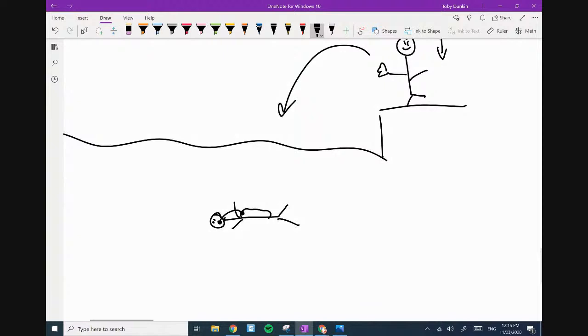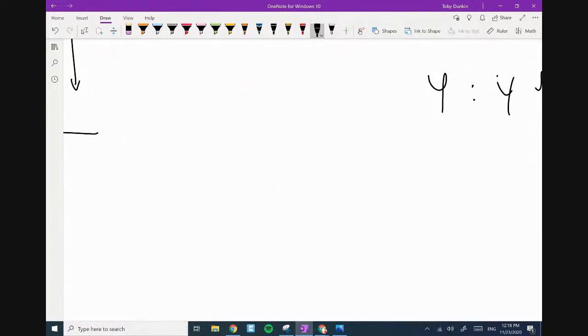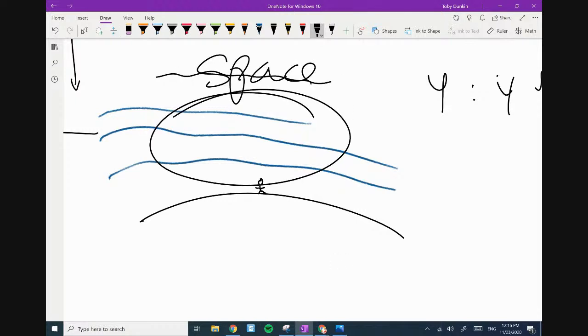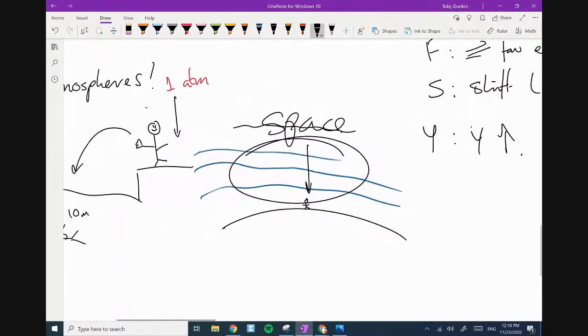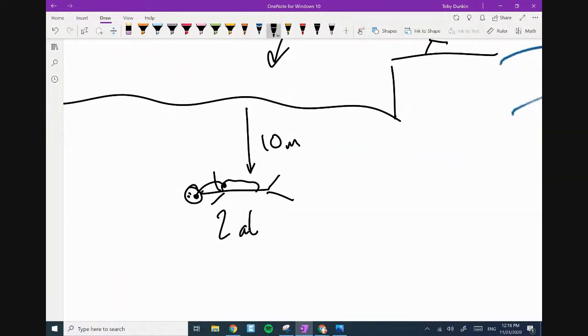Anyway, when you go diving, every time you go down 10 meters in water, you increase the pressure by 1 atmosphere. So if you had the entire atmosphere above your head, and then this here is space, all of this gas pushing down on you is the equivalent of 10 meters of water. It's kind of cool. So you go down 10 meters, you're now at 2 atmospheres.